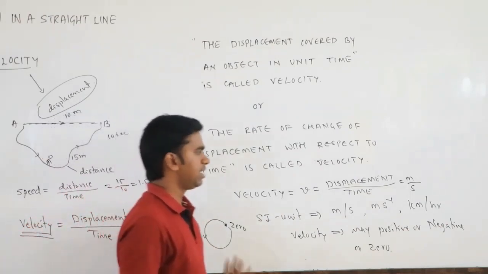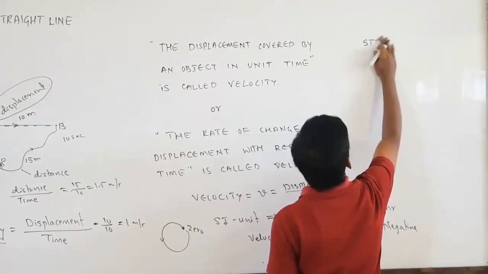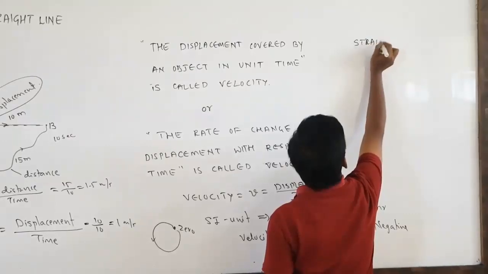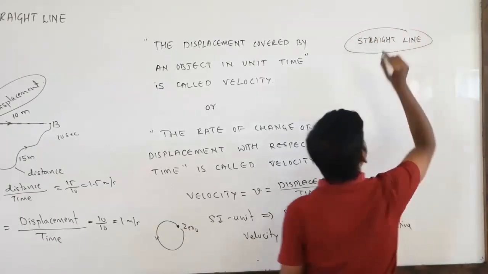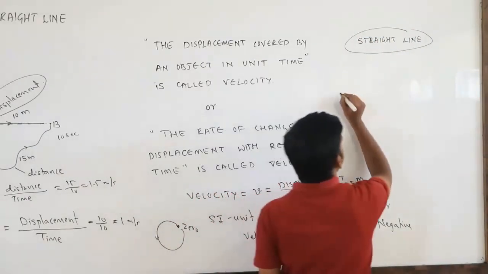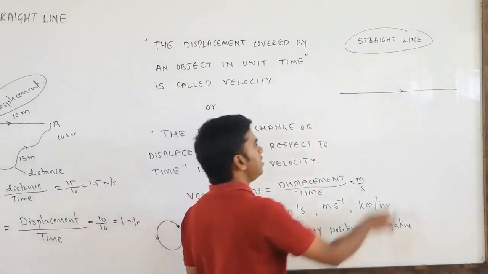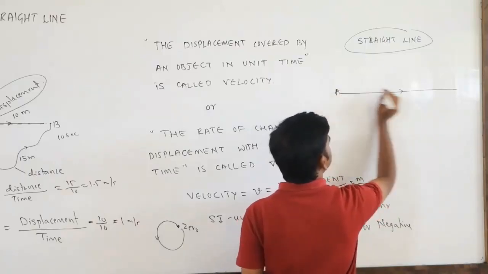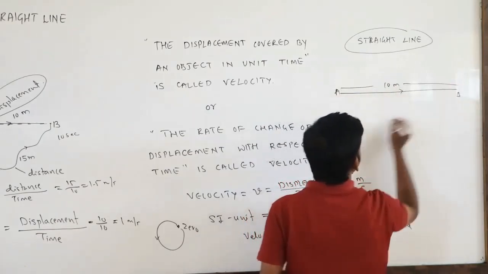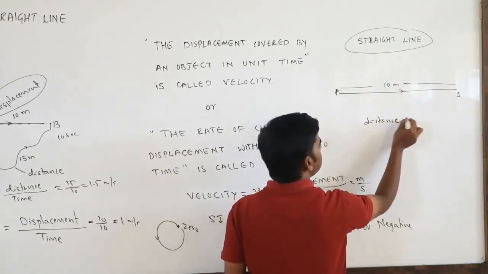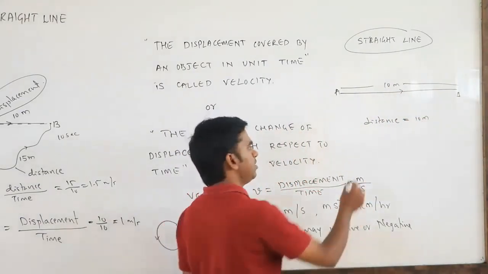But remember, we are in straight line motion. Very important. Since we are in straight line motion, the particle will always move in a straight direction. Direction is not changing. If this is A and this is B, what is the distance? Suppose it is 10 meter. What is the displacement? Displacement is also 10 meter.